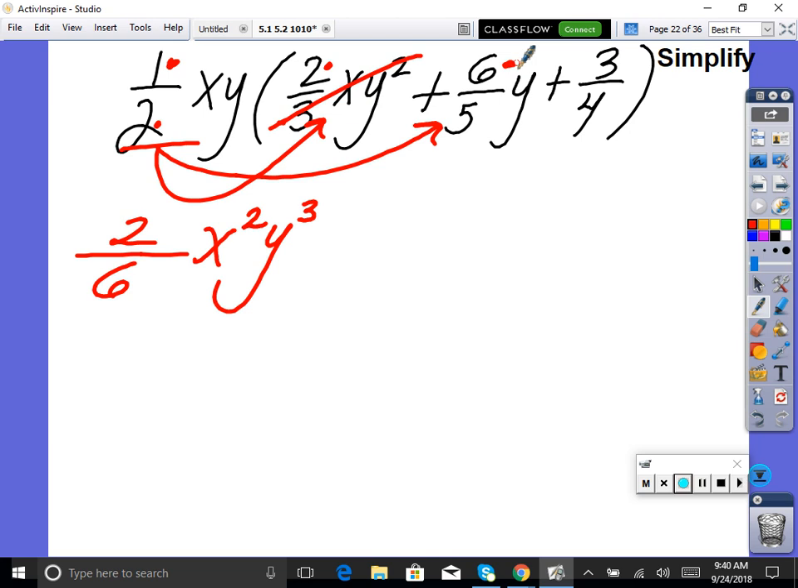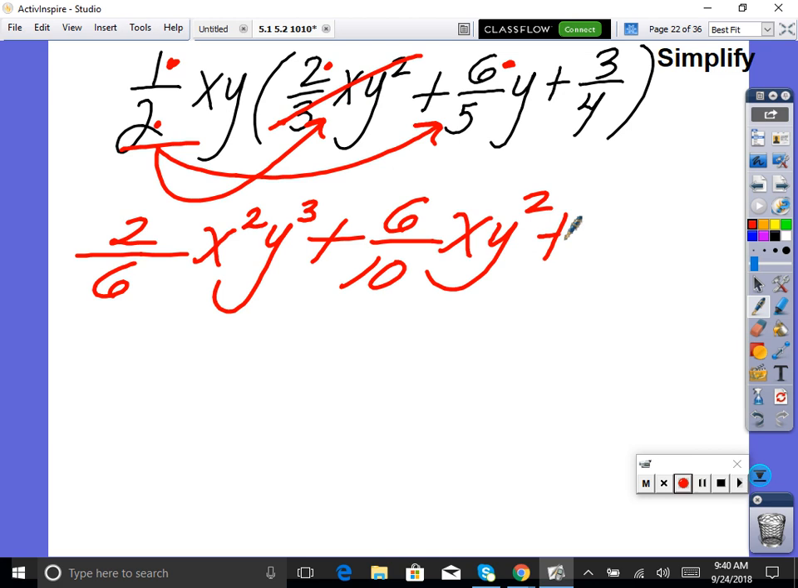1 times 6 plus 6, and you said 10, and then we have an x, and then we have a y times y, which is y squared. Then 1 times 3, 3, 2 times 4, 8. And then we have an xy. So now looking at this, we would simplify this.